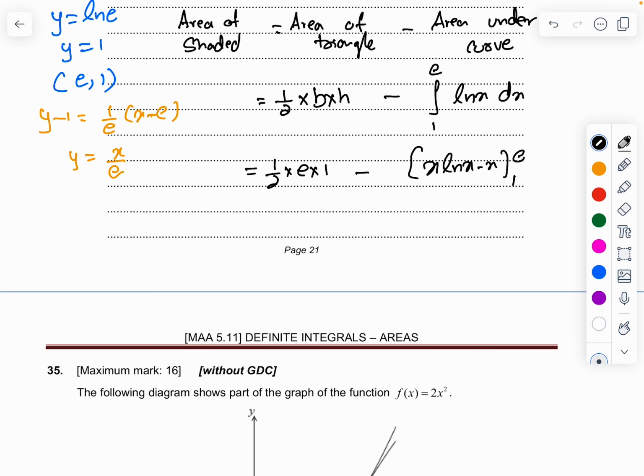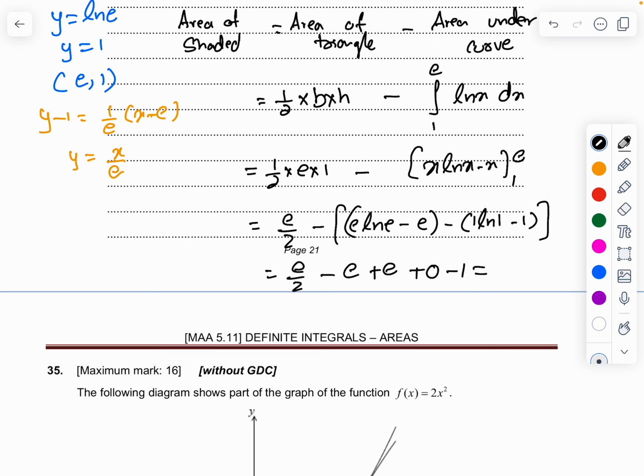Now, what does that become? e upon 2 minus [e ln e minus e minus (1 ln 1 minus 1)]. So it becomes e upon 2 minus e plus e, plus 0 and minus 1. So the final answer is e upon 2 minus 1. You can check, this is this value, this is this value. Check carefully with the symbols.